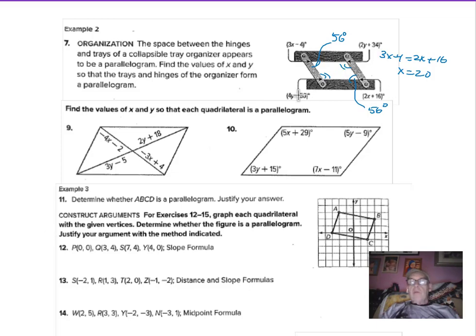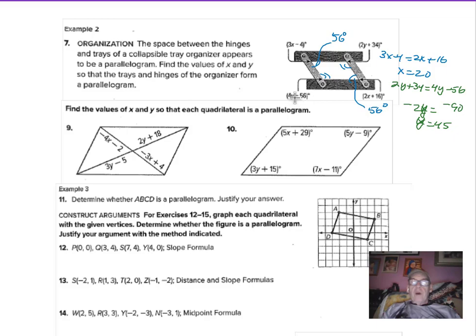We want to do the same thing for these other opposite angles here. Set the y's equal. 2y plus 34 equals 4y minus 56. Take away 34 from both sides, we get minus 90. Take away 4y from both sides, we get minus 2y. Minus 2y equals minus 90. Divide both sides by minus 2, y is 45.